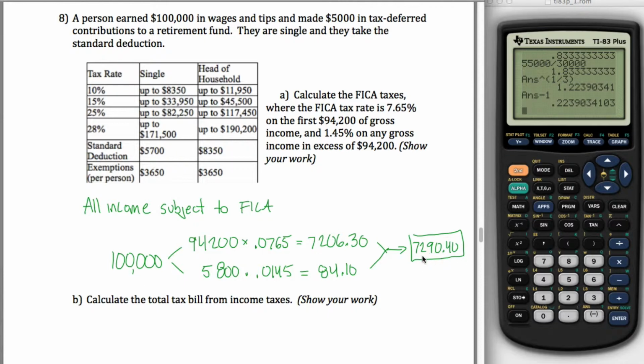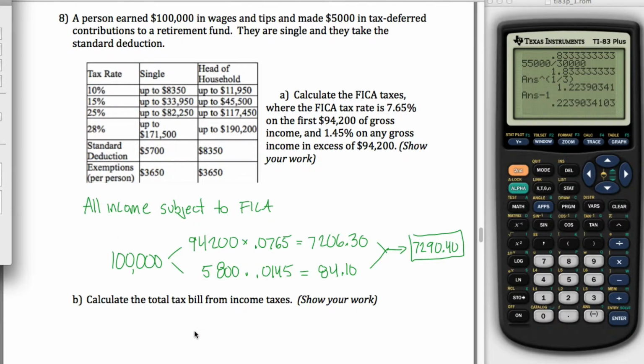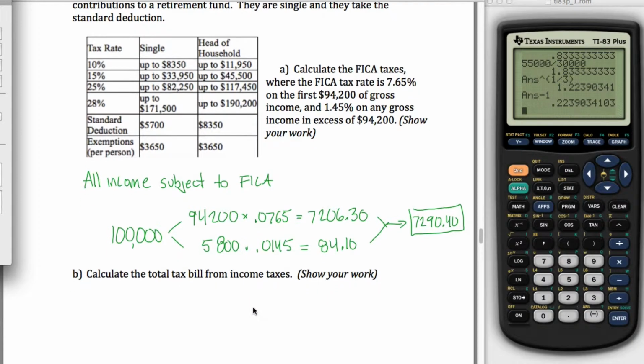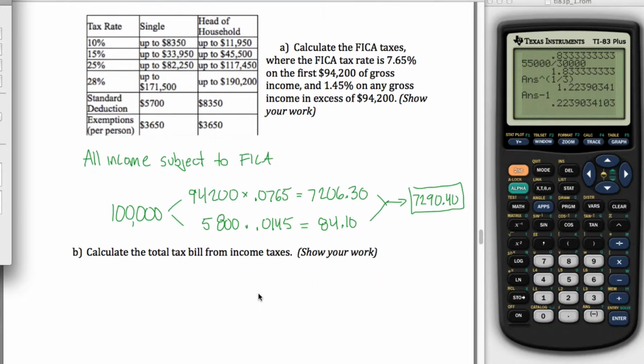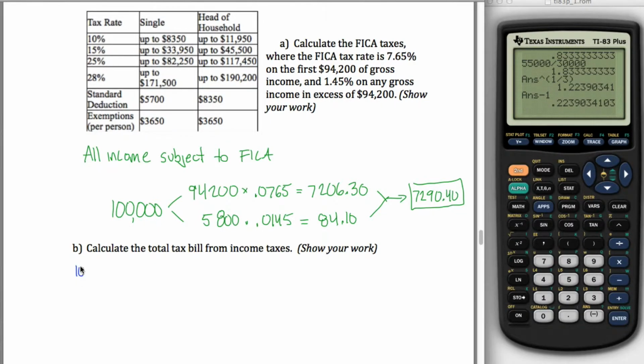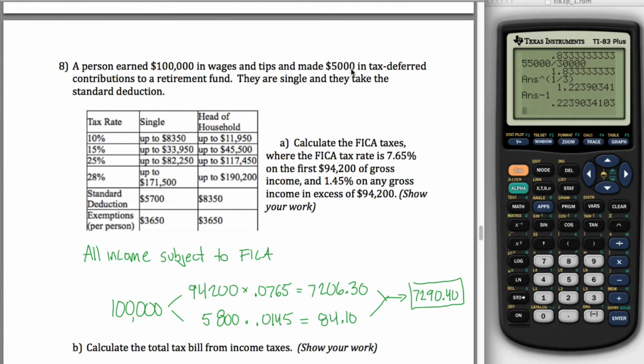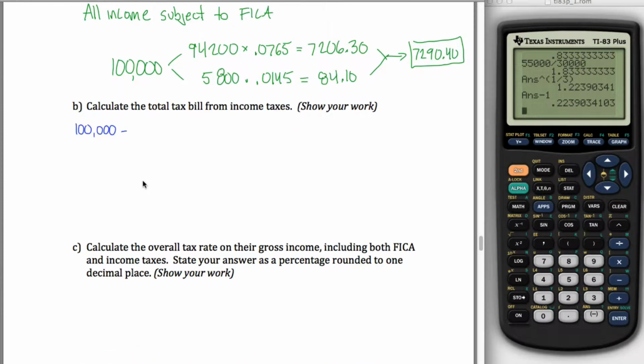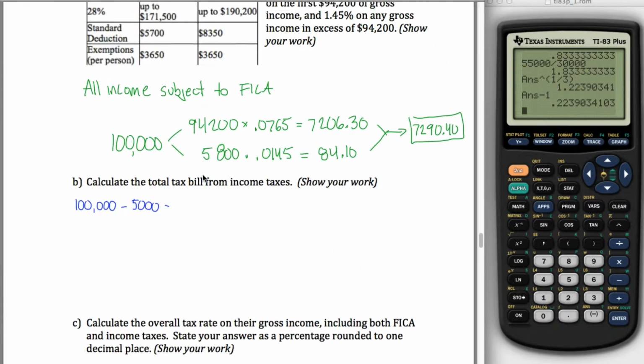That's FICA. FICA is different than your total tax bill. Your income taxes are different. So when you're calculating income taxes, not all income is subject to income taxes. So what you do is you start out with your gross income of 100,000, but then you want to subtract things like any money that goes to a tax deferred retirement fund. You're going to pay income tax on this eventually, this $5,000, but not until you retire. Not paying it on it this year. Take away $5,000.